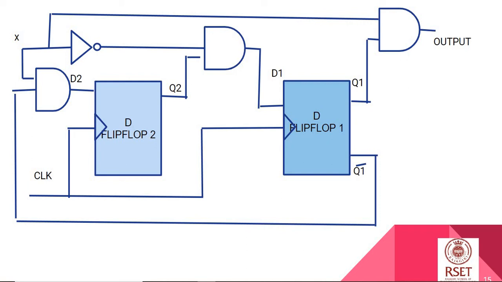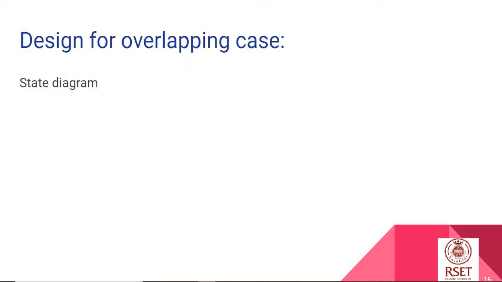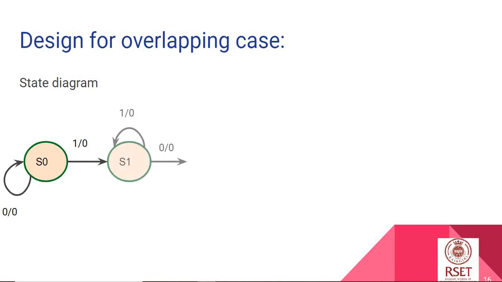Now we had considered the non-overlapping case. We will see the state diagram for the overlapping case. Similar to the previous one, when we are at S0, we can have input 0 and input 1. When we have the input 1, it means that we got the first value of our sequence. So we go to the state S1, and when we have 0, we remain in the same state.